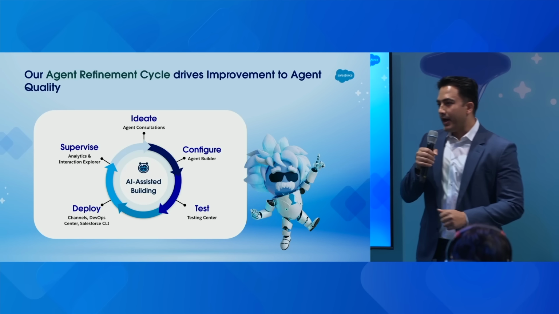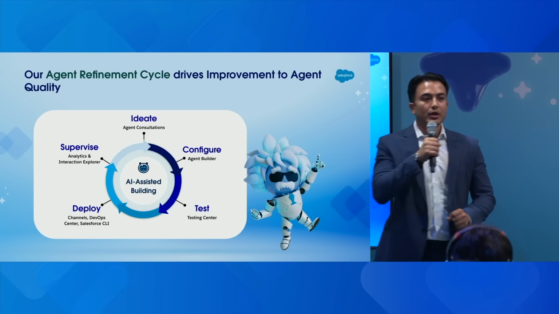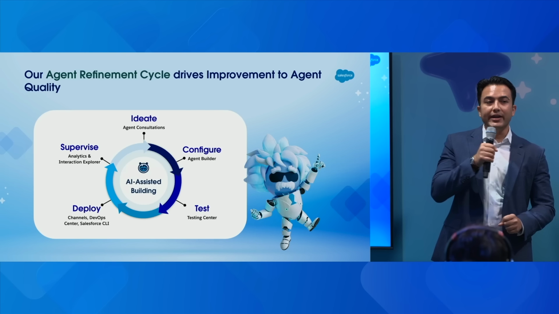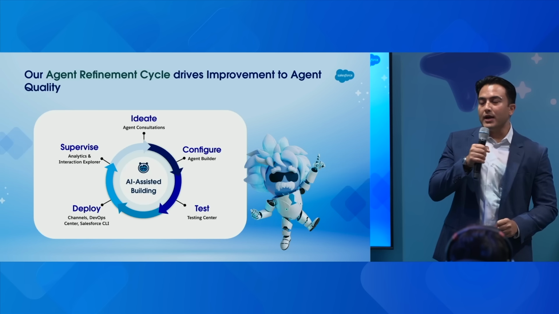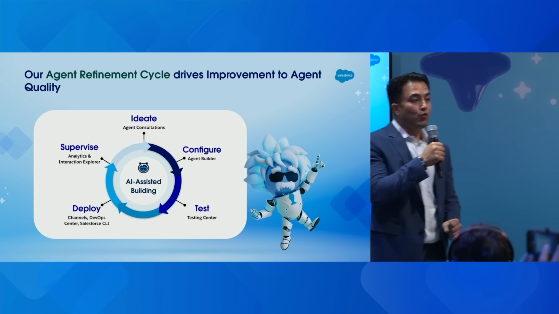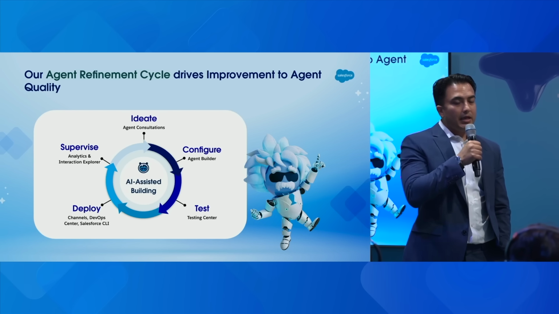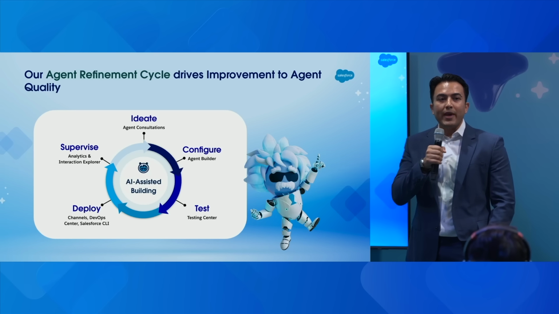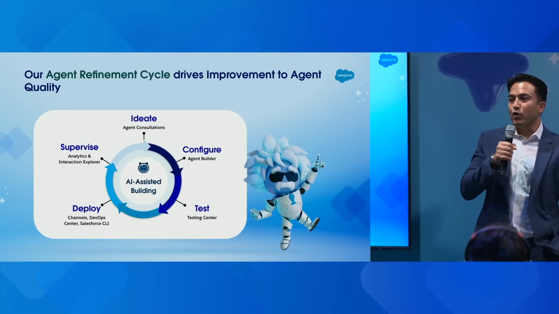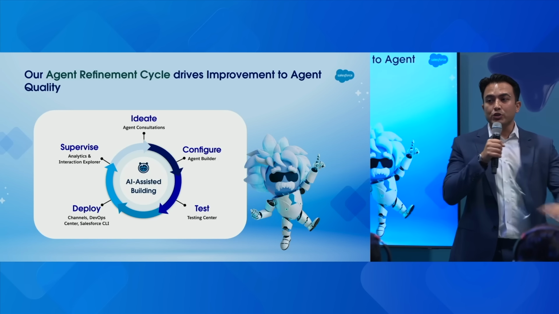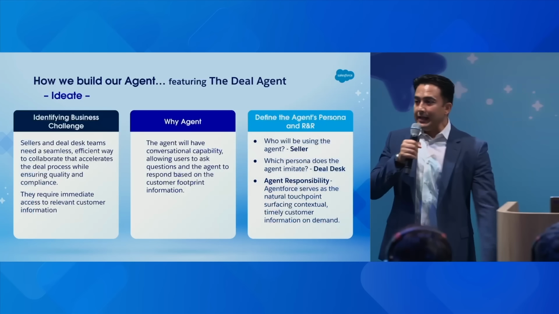Once we are satisfied with the test results, we are going to deploy it using our Salesforce CLI or DevOps Center. Once it is deployed, the story does not end there. It is a cycle of continuous improvement by testing, tracking, and adapting. And this user feedback loop helps us figure out what the next feature is going to be. So now that I have given you the introduction, let's jump into the real example of the deal agent.